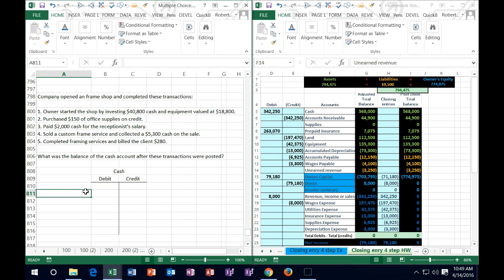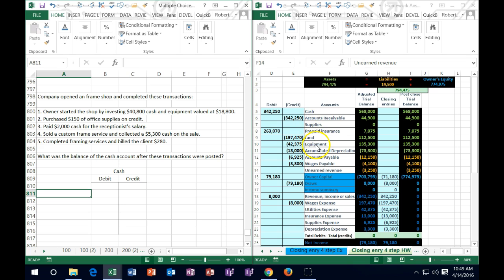All right, we know that cash has a debit balance account because if we look at our trial balance, it doesn't have brackets here. So it's going to be debits are going to always win. So we have the owner started the shop by investing $40,800 cash and equipment valued at $18,800. All right, so that means, is cash affected? Yeah, cash is going to go up by $40,800.